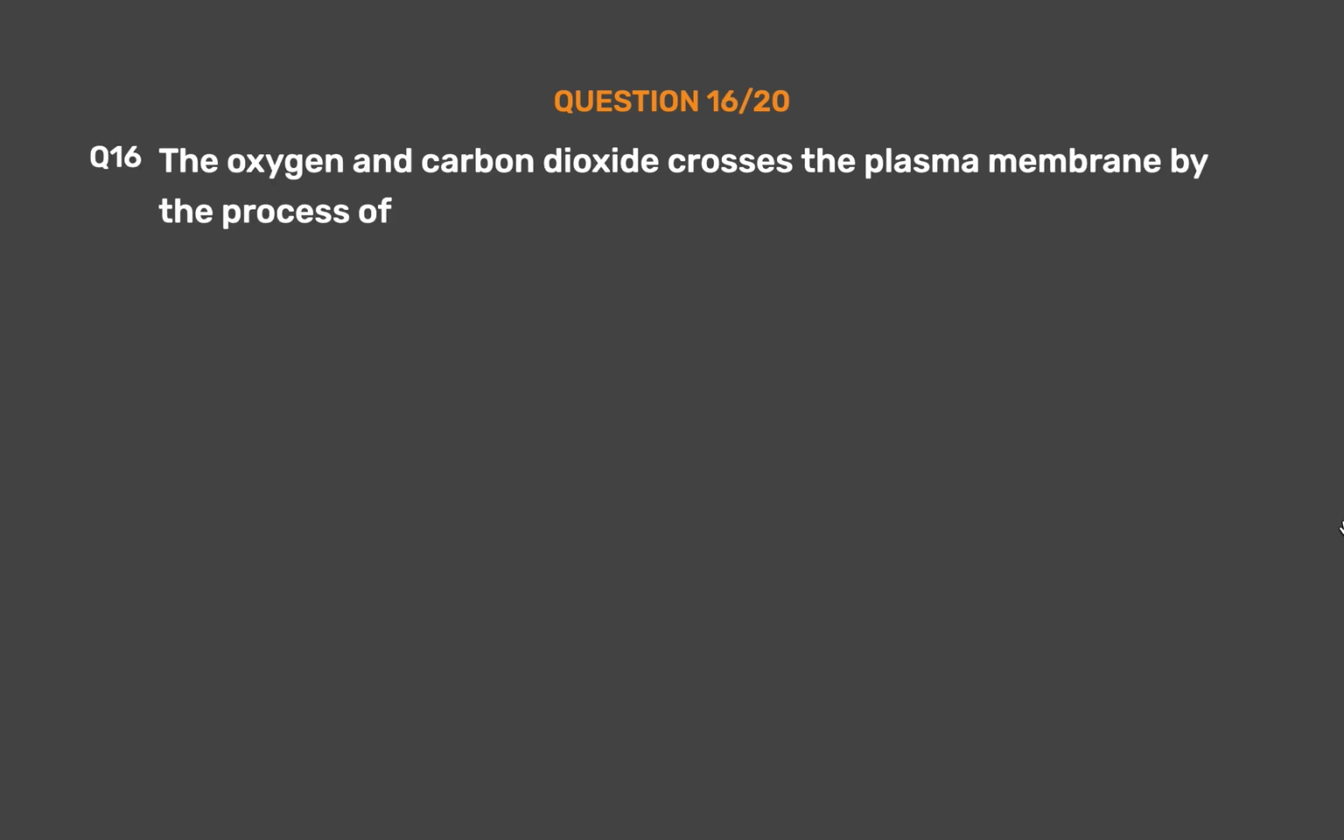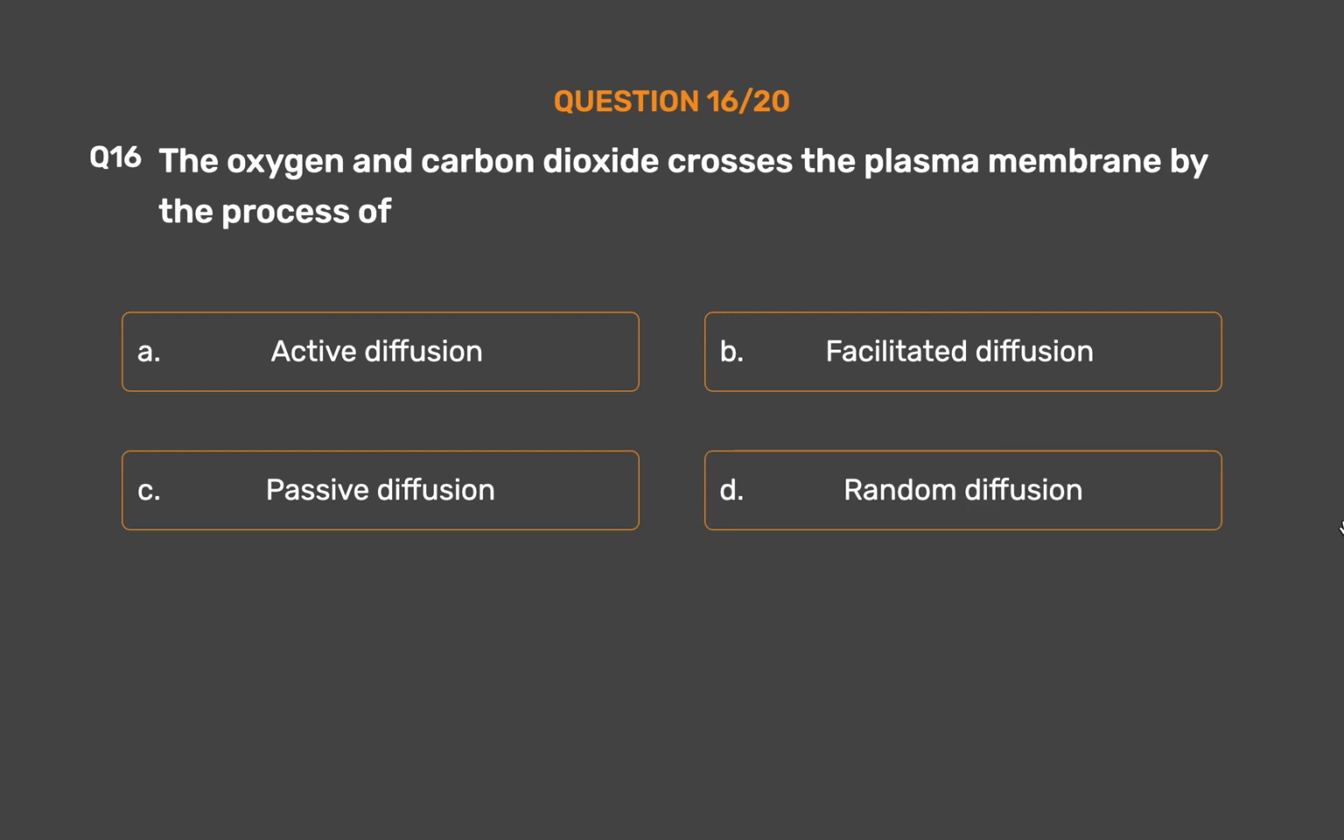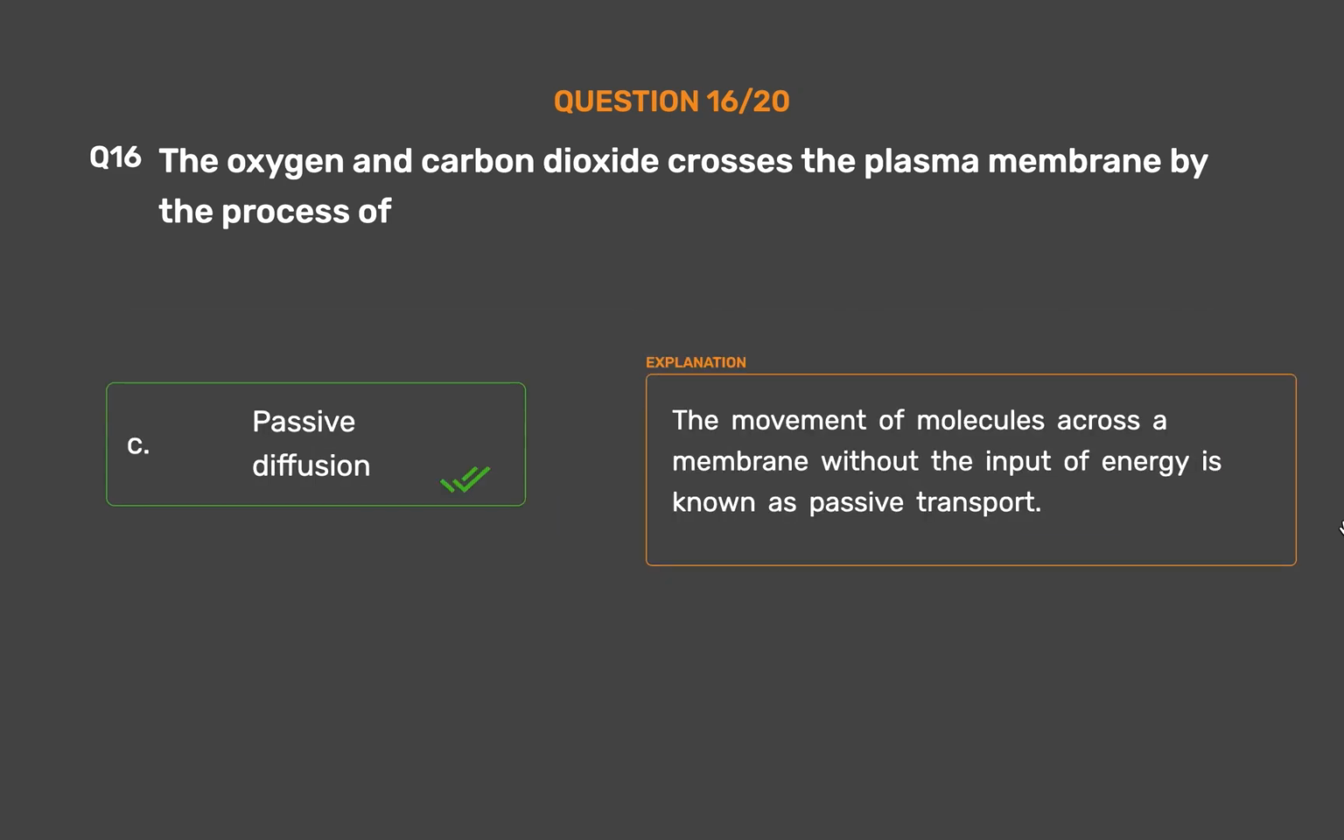Question number 16. The oxygen and carbon dioxide crosses the plasma membrane by the process of: Option A, active diffusion. Option B, facilitated diffusion. Option C, passive diffusion. Option D, random diffusion. The correct answer is Option C, passive diffusion. The movement of molecules across a membrane without the input of energy is known as passive transport.